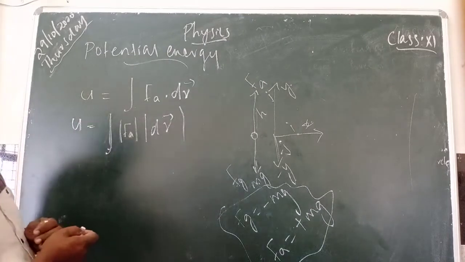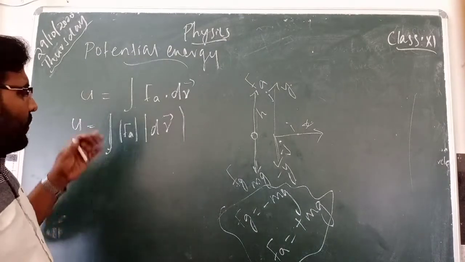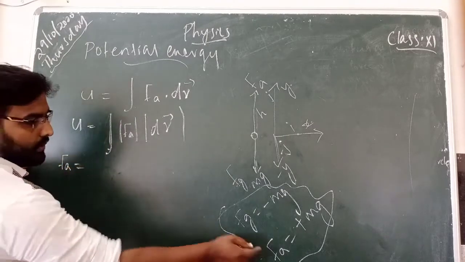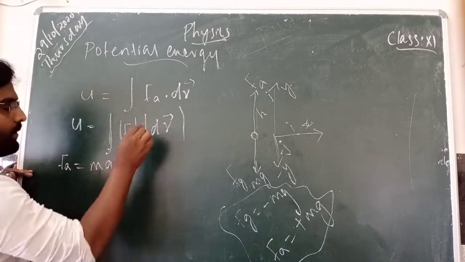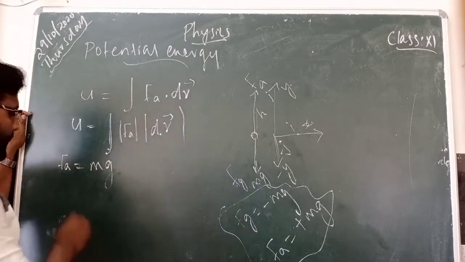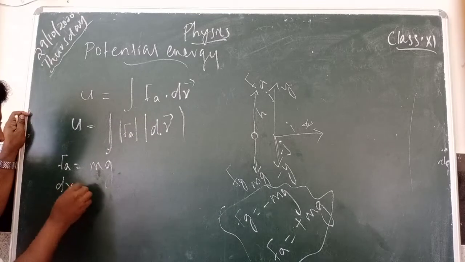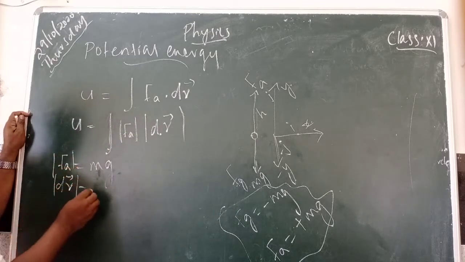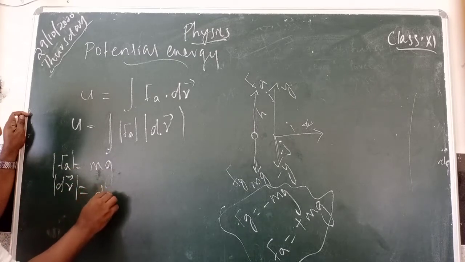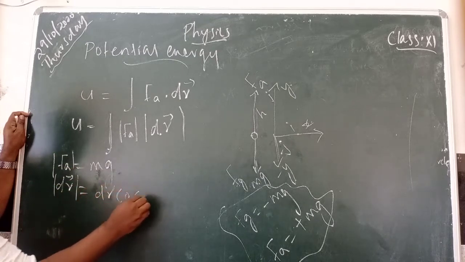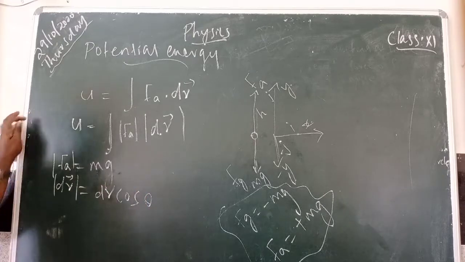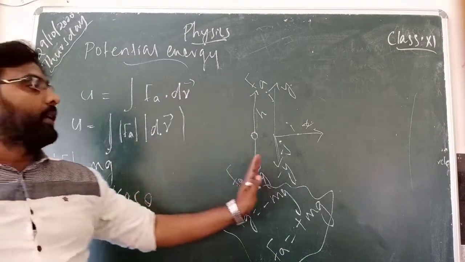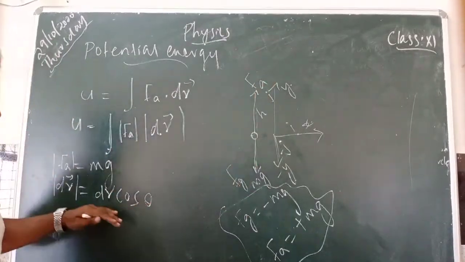Magnitude of dr. So what is this FA? FA means mg. What is this dr? When you are writing the dr, you can write with its component. This is magnitude of FA, magnitude of dr. So you can write with the cos component. Dr cos theta. Theta means what? This cos theta is the component. That is what we are taking.